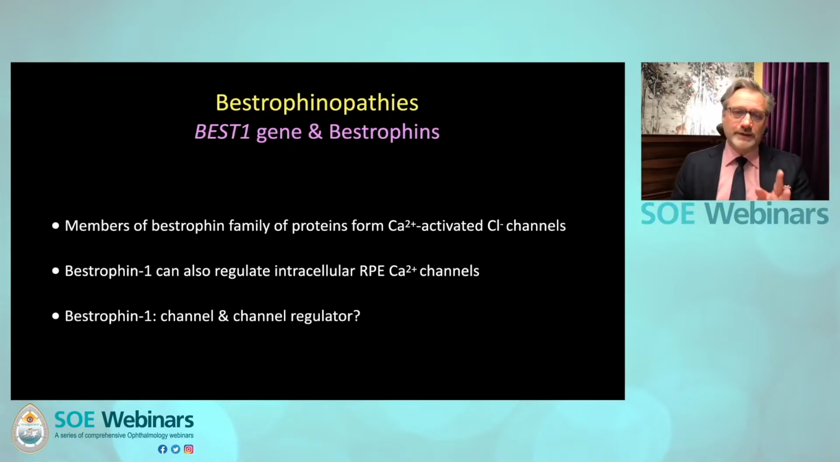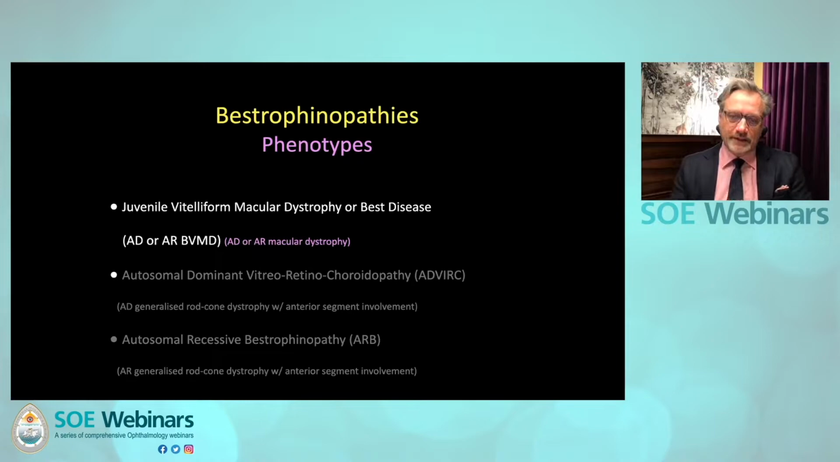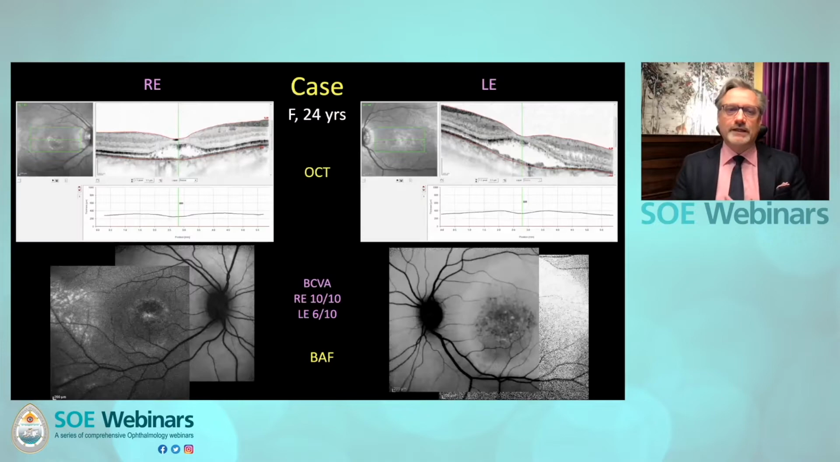What is BEST1? It encodes bestrophin, and there are 4 BEST genes. BEST1 encodes for a regulator of RPE calcium channels. Some people say these are chloride channels. Some people say they're calcium channels. We think that it is a calcium-activated chloride channel in the basolateral surface of the RPE. Best vitelliform macular dystrophy is just one of what we think are 3 different bestrophinopathies. We can't go into it in detail here.